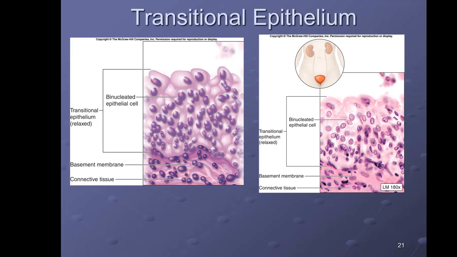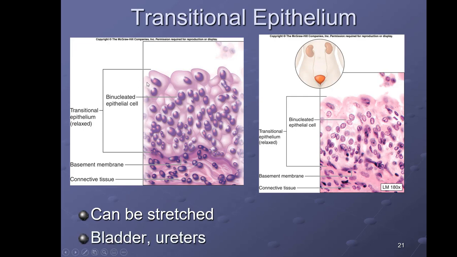All right, transitional, remember, changes shape. So for identification purposes, it's usually shown in the non-stretched out state, so the cells on the surface look rounded. So I always like to think rounded or dome-shaped cells on the surface. So places we have transitional epithelium, the bladder, the urinary bladder, and the ureters, which are also part of your urinary system. So think urinary bladder can stretch out.